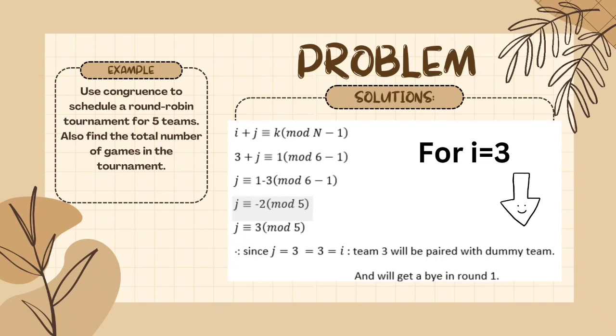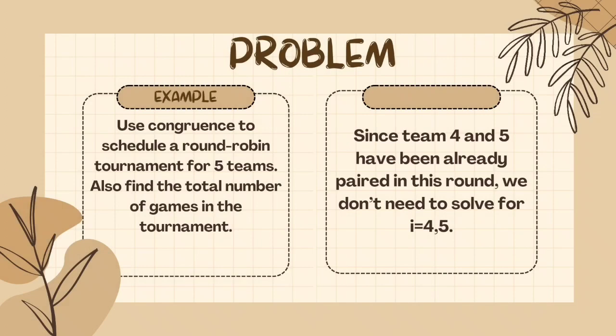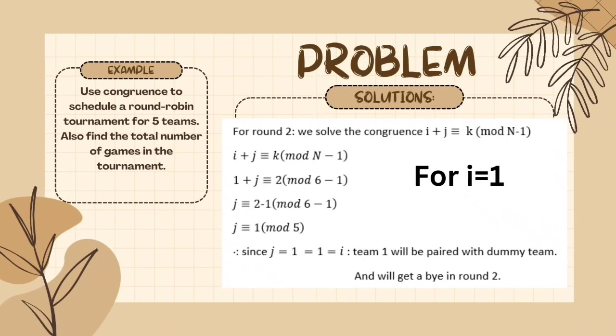This is because of the rules of round robin that state that if j is equal to i, then the team will be paired with the dummy team. This also means that team 3 will not play in round 1 since the team does not have a pair. Since team 4 and 5 have already been paired in this round, we don't need to solve for i equal to 4 and 5, since team 4 is already paired with team 2 and team 5 is paired with team 1.